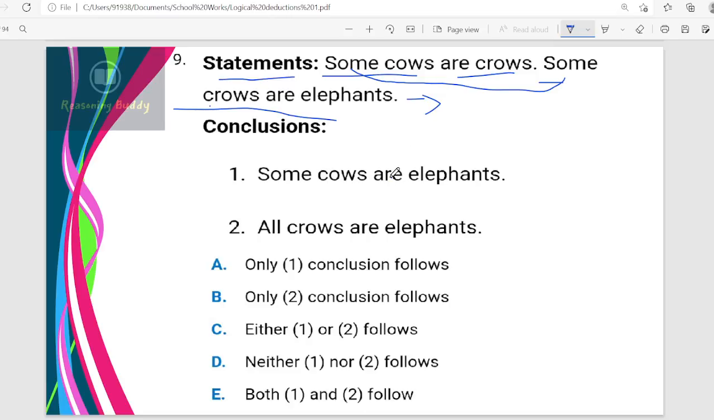If there is no conclusion, go for the statements method. Cows and elephants are not from the same statement. Cows is in statement 1 and elephants is from statement 2, so it does not follow. And crows and elephants are from the same statement. But I have told you before, this theory is applicable only when there is some.